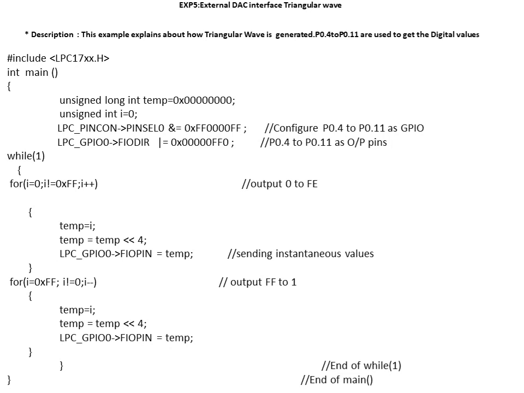So in the next statement, in the body of the for loop, we have this shifting being done. The shifting by 4 bits is done in order to ensure that the instantaneous value of i will be sent through port 0 bit 4 to port 0 bit 11. Then, to send the instantaneous value, I need to make use of the fast input output pin register, FIOPIN. From 0 we are sending up to FE. Then again we are coming out of the for loop.